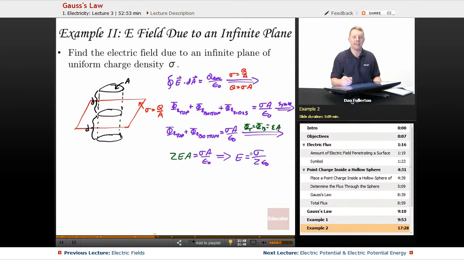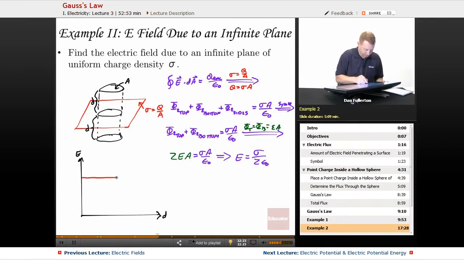How much simpler is that than the derivation that we did with that disk that we grew bigger and bigger and bigger in the last lesson to figure out the electric field due to an infinite plane? Much slicker derivation right here using Gauss's law. And let's do a graph of the electric field versus distance again, just so that we're consistent. There's d, there's our electric field, and as there is no dependence on d, our graph looks like a nice straight line at sigma over 2 epsilon naught.